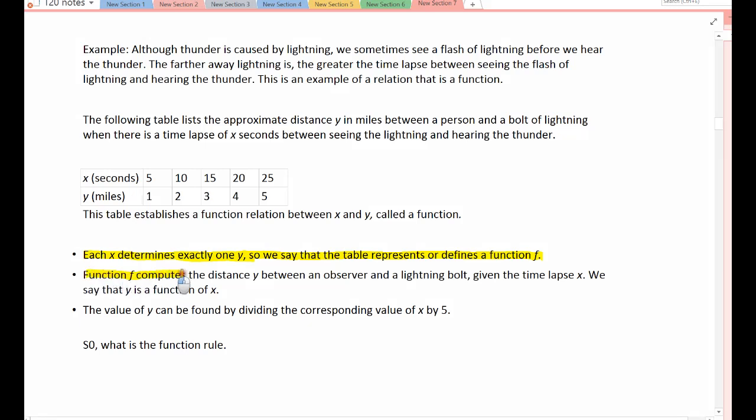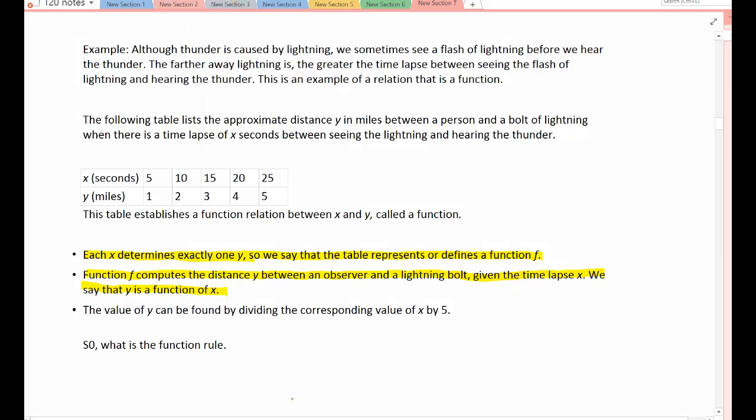Right? And the function computes the distance between the observer and the lightning bolt, given the time. So we say y is a function of x. Alright, now we're going to actually do the function. So that's the description, and now we're actually going to find it. So what is the function?